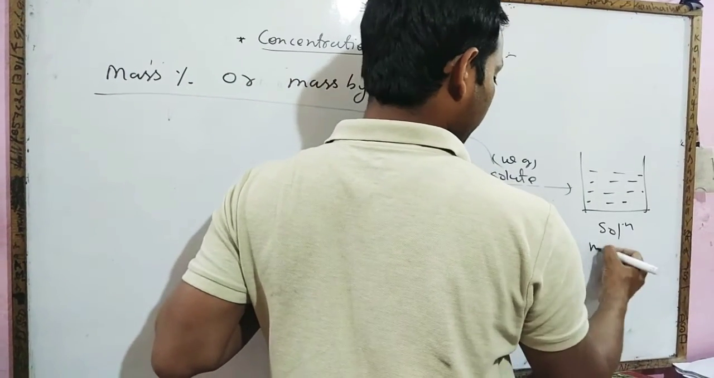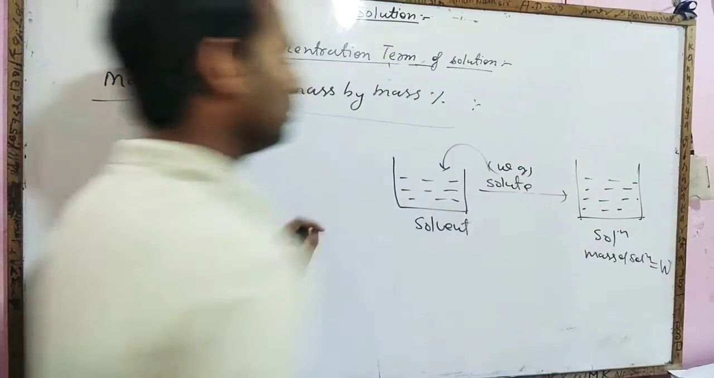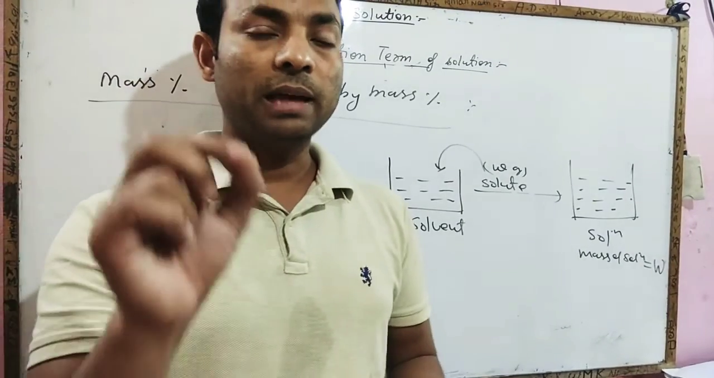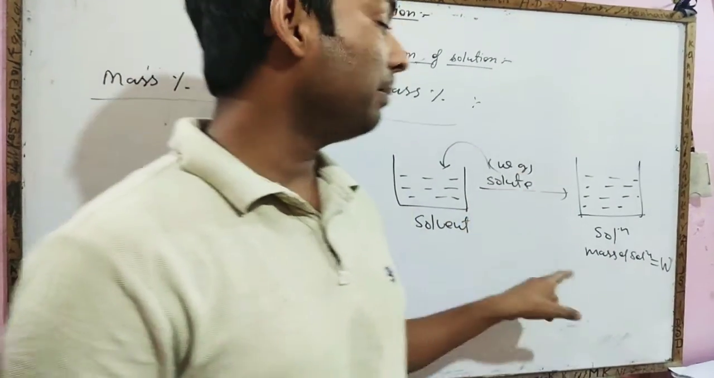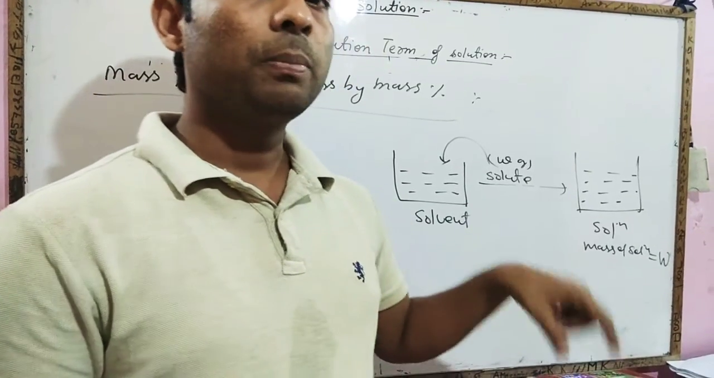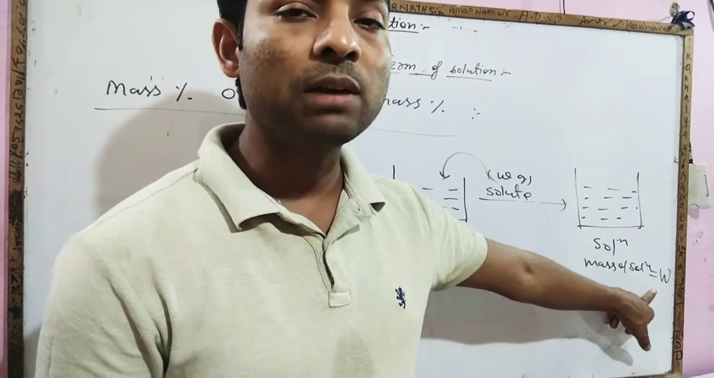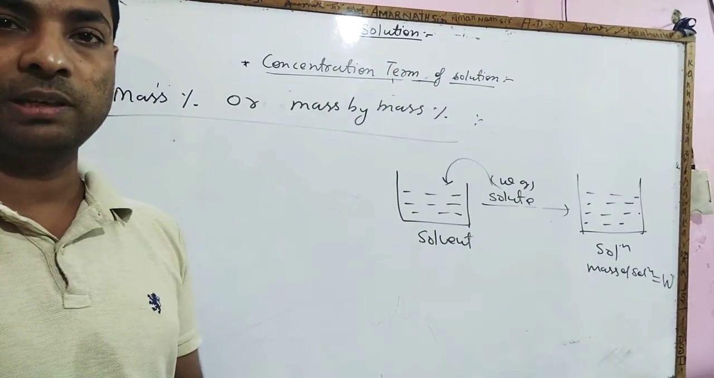And the mass of solution, let us consider capital W. So we can easily define mass percentage: it means the amount of solute in grams present in the total amount of solution in grams is called mass percentage, or mass by mass percentage.